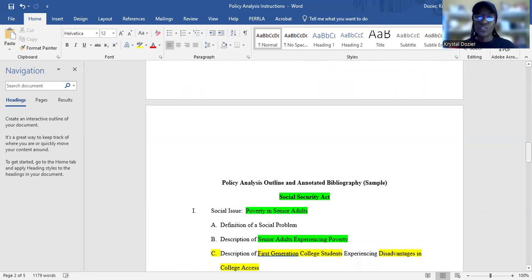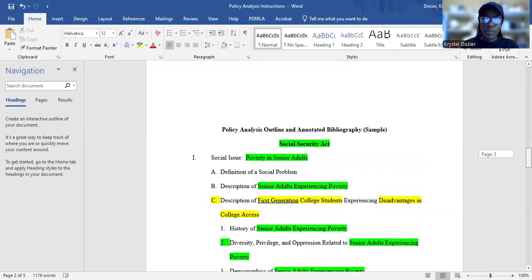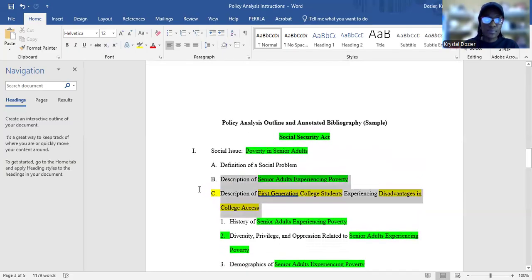All I have to do is go to the heading that says definition of a social problem. Did I fill out information? Did I have a paragraph that identifies the definition of a social problem? Yes or no? Because it's under that heading. And so now as I move forward, you'll see what are the key pieces.